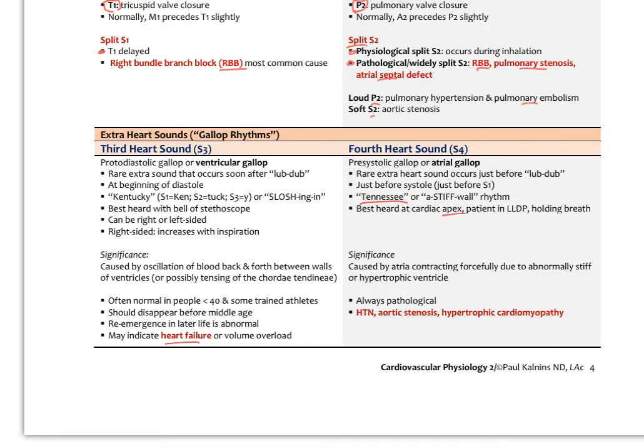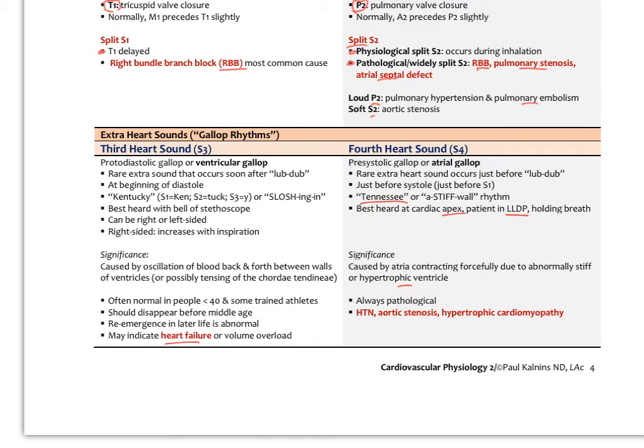This is best heard at the cardiac apex with the person in what's called the left lateral decubitus position. They're lying on their left side, their knees are up, and they're holding their breath, and that's when S4 is best heard. The significance here is it's caused by the atria contracting forcefully because the ventricles are really stiff. Remember, right before systole is when the atria contract. So that's occurring during ventricular diastole. And if the ventricles are very stiff and it's hard to fill the blood in there, the atria have to squeeze a little harder, and that's going to create this extra heart sound.